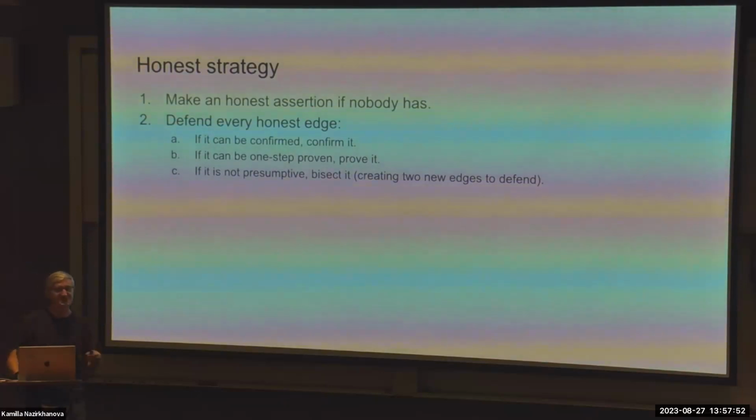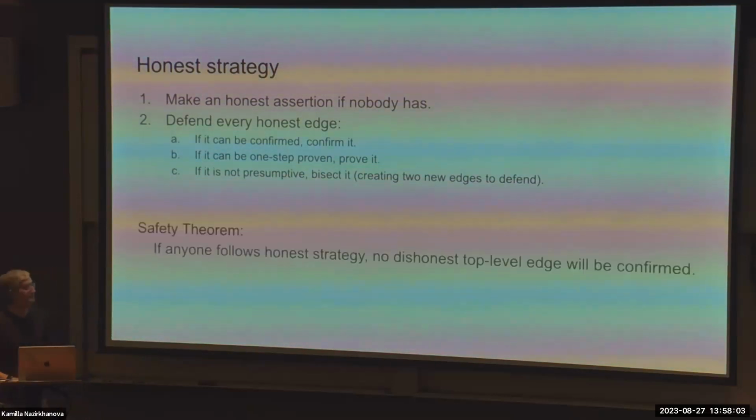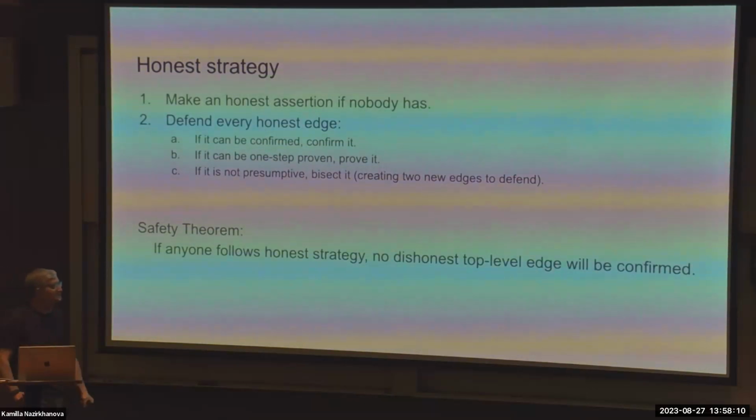And again, the honest parties can team up. You don't need to defend every edge yourself. You can just watch. And if someone else is making the unique, deterministic honest moves to defend that, then you're happy. And we can prove two things now. The safety theorem: if any one party follows the honest strategy, then it's safe. No dishonest top-level edge will be confirmed.